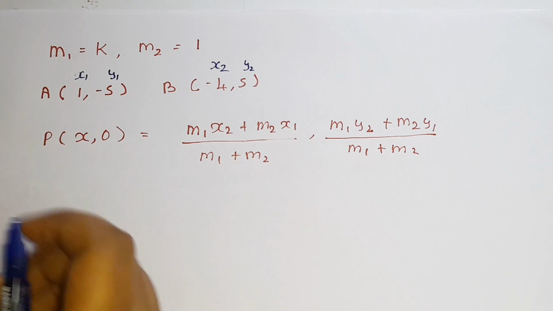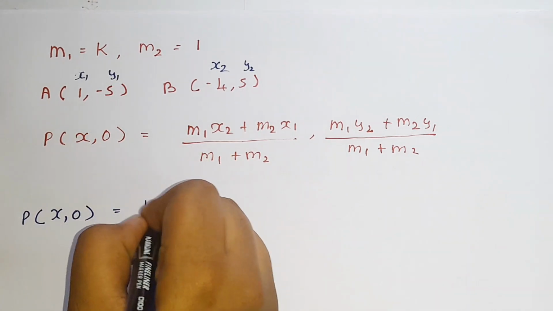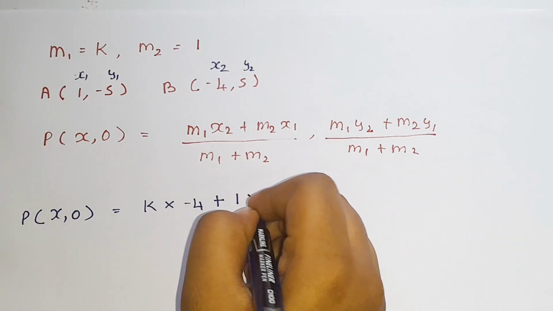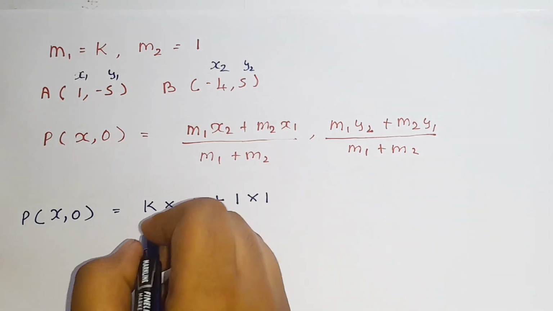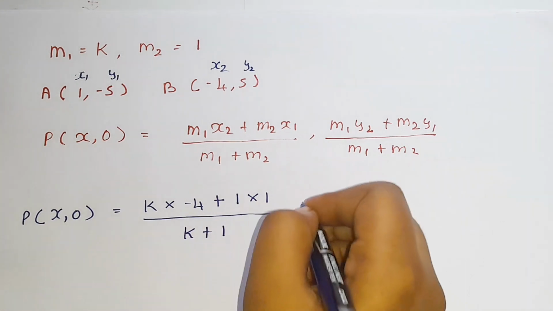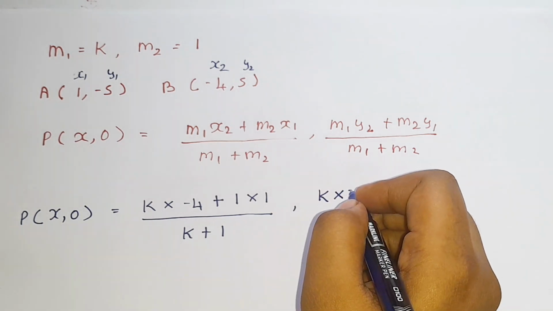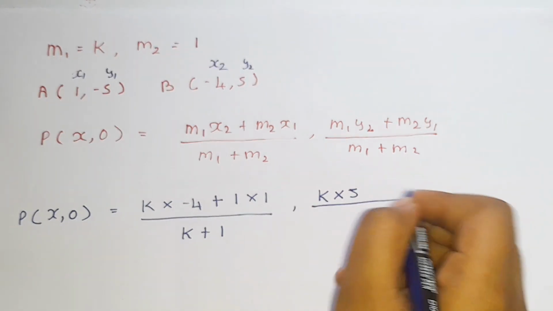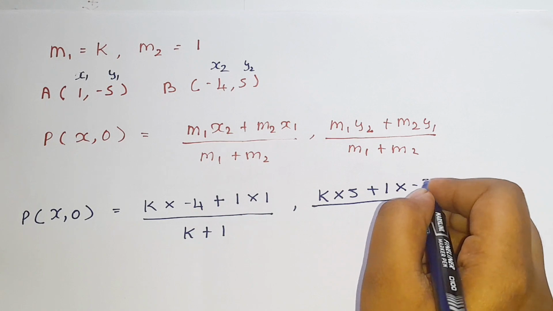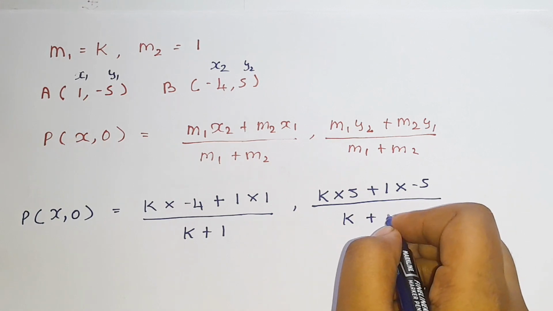Now let us substitute the values. P (x, 0) is equal to m1 value is k into x2 value is -4, plus m2 value is 1 into x1 value is 1, divided by m1 value k plus m2 value 1, comma, m1 value is k into y2 value is 5, plus m2 value is 1 into y1 value is -5, divided by m1 plus m2, that is k plus 1.